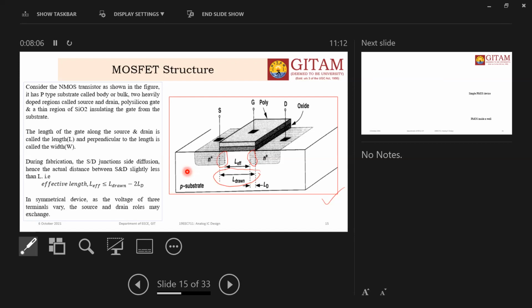What do symmetrical devices mean? The doping concentration of both the source and drain regions is the same. That is called symmetrical. If both are different, you cannot interchange like that.